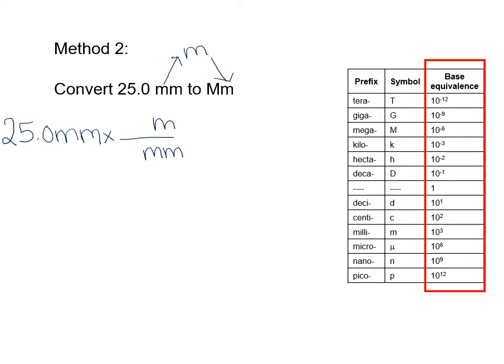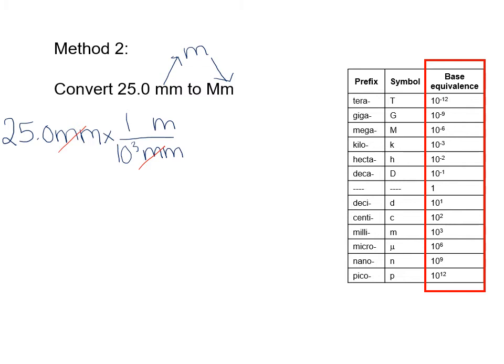Now for this method that we're going over now, the number that we put with these will always be a positive number. So we can see from this base equivalence chart that the millimeters is 10 to the third, right? It's a positive power. And so all I do is just put with the millimeters 10 to the third. And the meters gets a 1. Okay, so now my millimeters cancel.